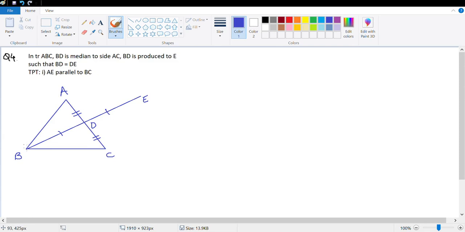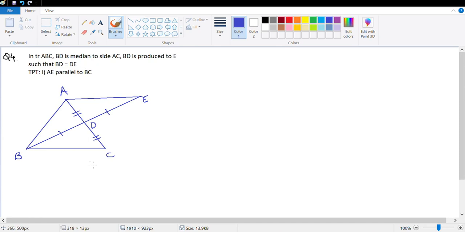So let's look at this again. ABC was a triangle. We had a median BD which was produced further to point E in a manner that BD and DE are equal. And since this is a median, AD and DC are equal. Perfect. Prove that AE is parallel to BC. So let's join A and E. So I need to prove that AE is parallel to BC. Perfect. So how can I prove something parallel? Yes, if you remember your properties of parallel lines and transversal, I can prove them parallel if corresponding angles are equal or alternate angles are equal.